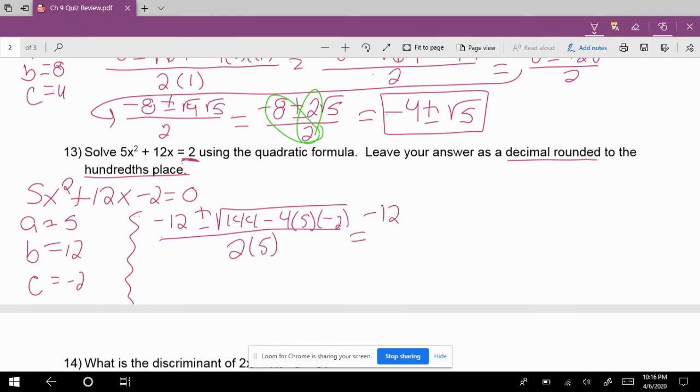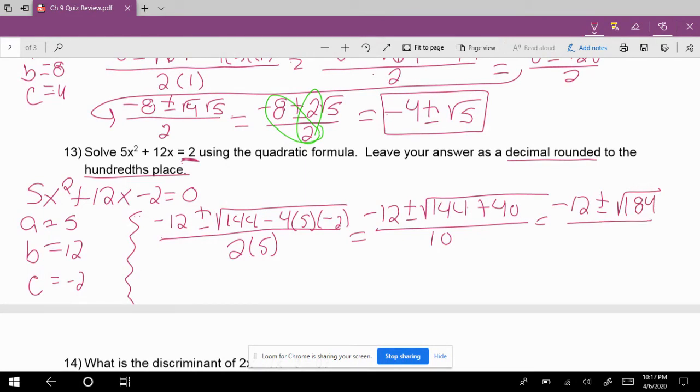Okay, keep working through the radical. 144. I am going to have plus here because I have a negative times a positive times a negative. So I get plus 40, all over 10. And this gets me negative 12 plus or minus the square root of 184 over 10. Now, if you wanted to try to break down 184, you could. Off the top of my head, I don't know of any perfect squares that go into 184 evenly. But I can put this all in a calculator at one time.